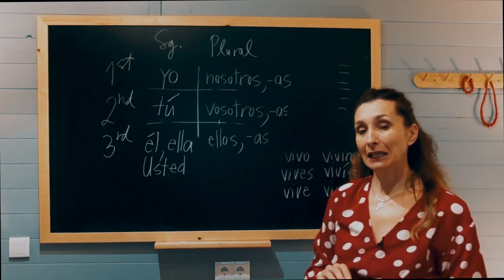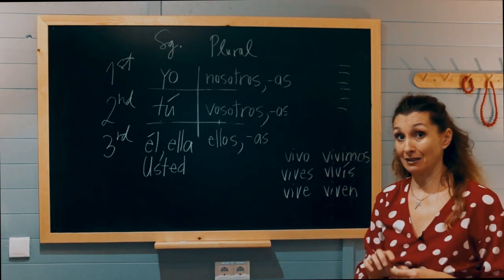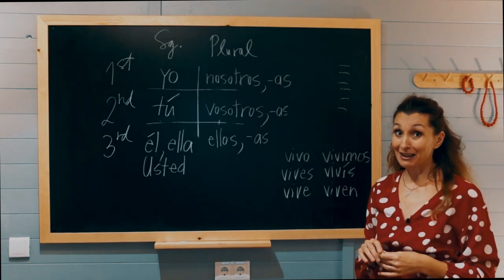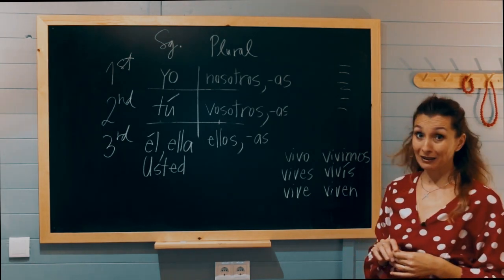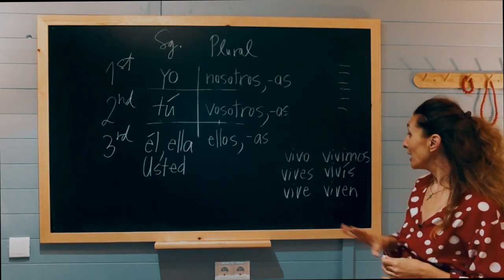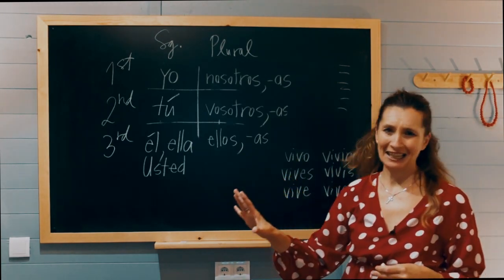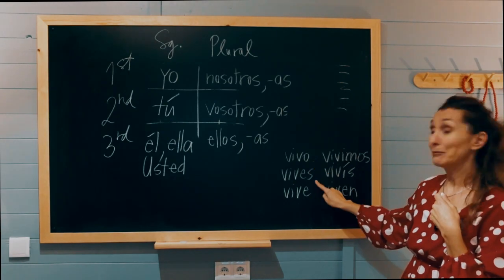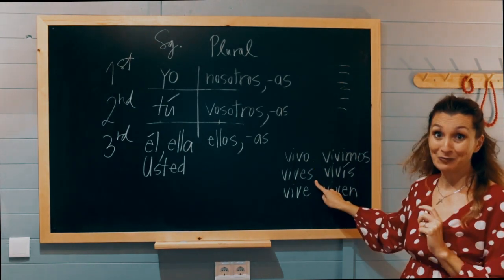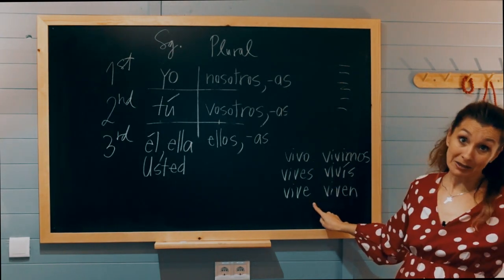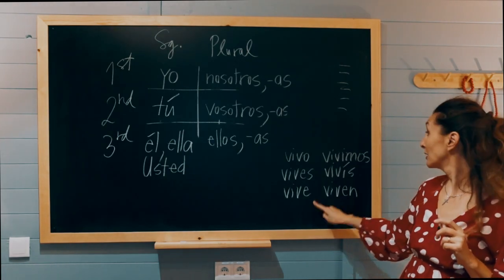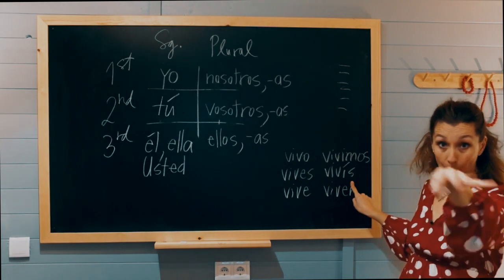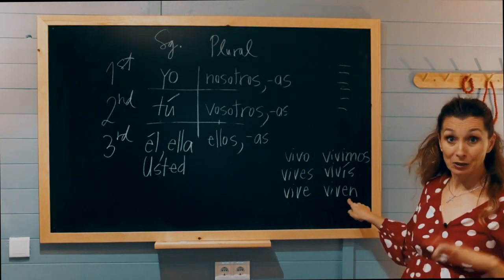go hand in hand. In fact, I will say one more thing, and that will be the last thing I say on this topic about the grid, because it's so perfectly clear that vivo is yo, and vives is you, and vive is someone we are talking about. Vivimos is all of us, vivís is all of you, and viven is all of them.